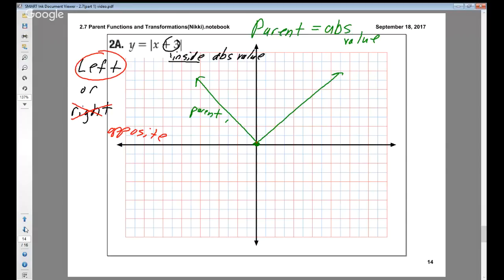So let's start at the parent function. We said we're going to go left 3 units. 1, 2, 3. So in other words, this is where our child function is going to start. And then draw your V. And voila, you have your child function. And that's all there is to it. If you recognize that your plus or minus is inside the brackets or inside the parentheses, you identify if it goes left or right, and you do the opposite of what you think.